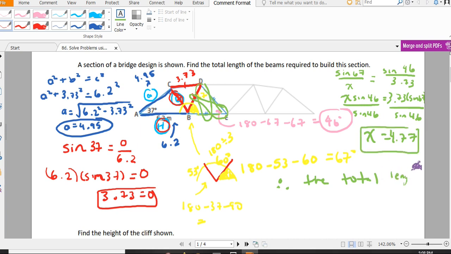Okay, so now, therefore, the total length is 4.77 plus 4.77, plus 3.73, plus 3.73, plus 3.73, and then plus 4.95, plus 4.95, plus 6.2, and that will give us a length of 31.88 meters. Okay.